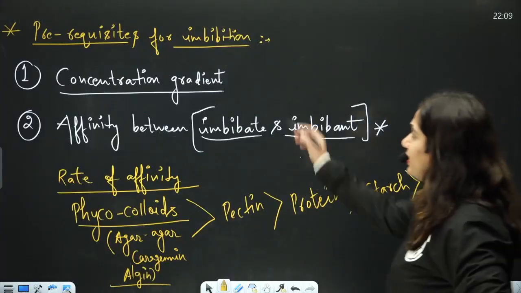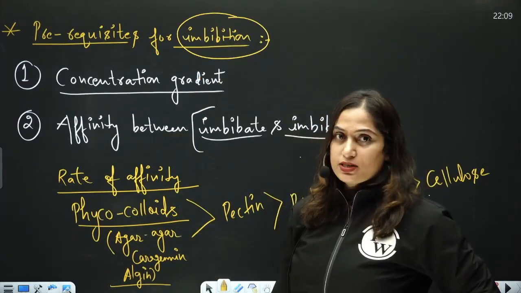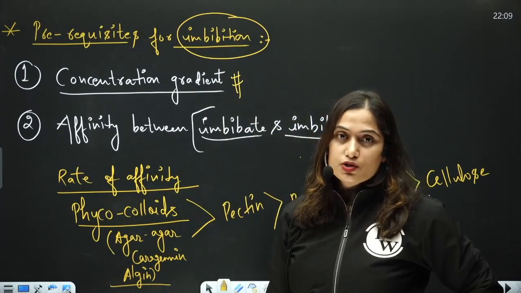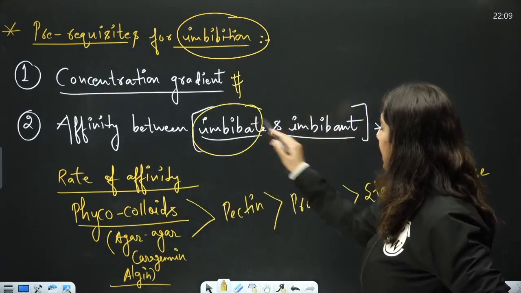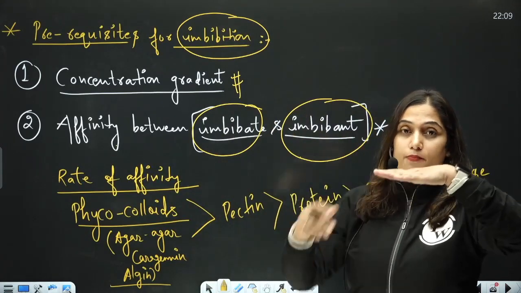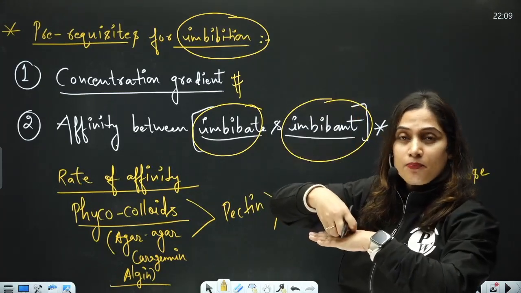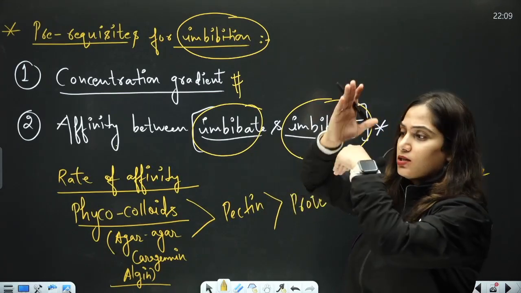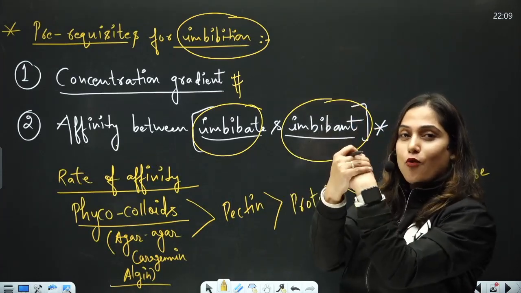Now, what are the conditions that are very important for imbibition? Obviously, a concentration gradient is very important. Without a concentration gradient, imbibition will not occur. Then, affinity between imbibate and imbibent. Affinity means the surface on which imbibition occurs and the water molecules should have affinity for each other. They should love each other. That means this surface should be the kind which can easily allow the absorption of water on it.